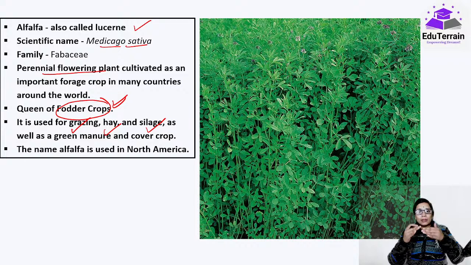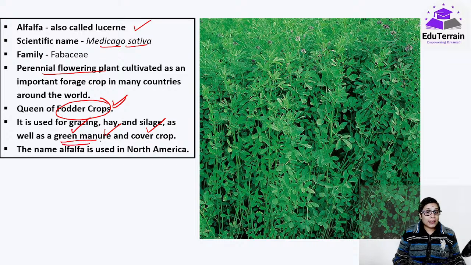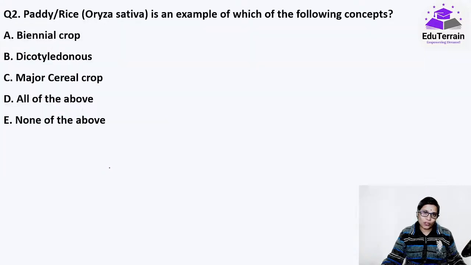This will help that particular material, which is now called silage, to stay for a longer period of time. So that can be used in the lean period. It is also used as a green manure and cover crop as well. And alfalfa is the term used in North America.